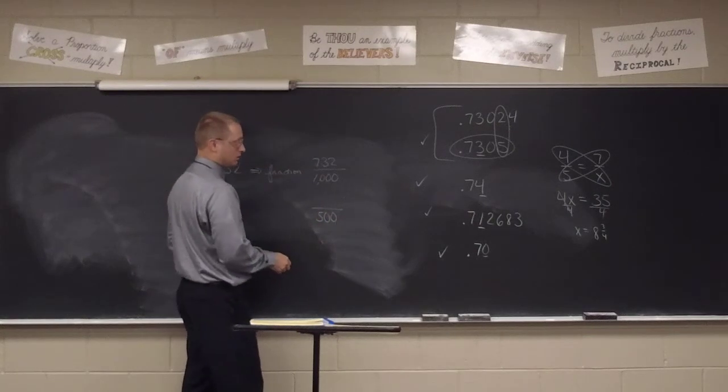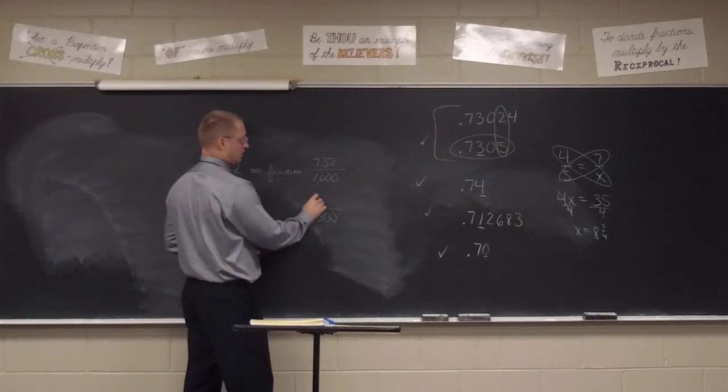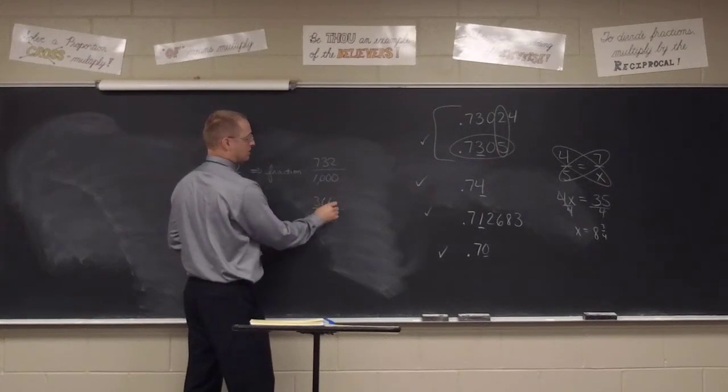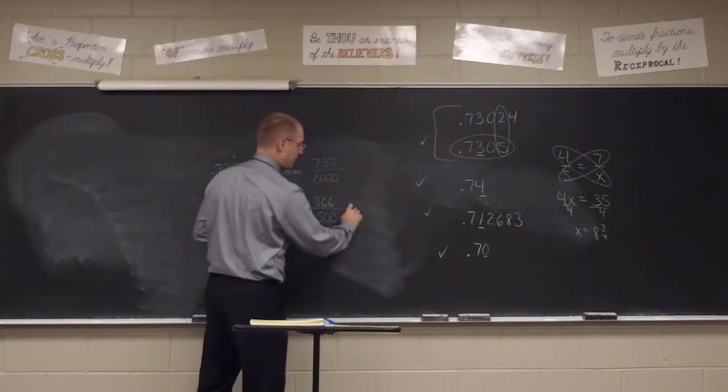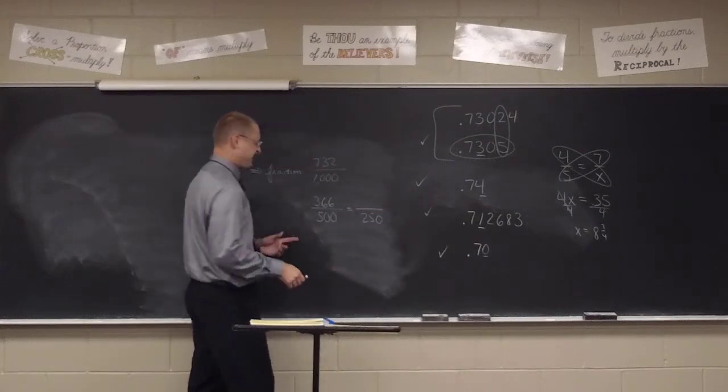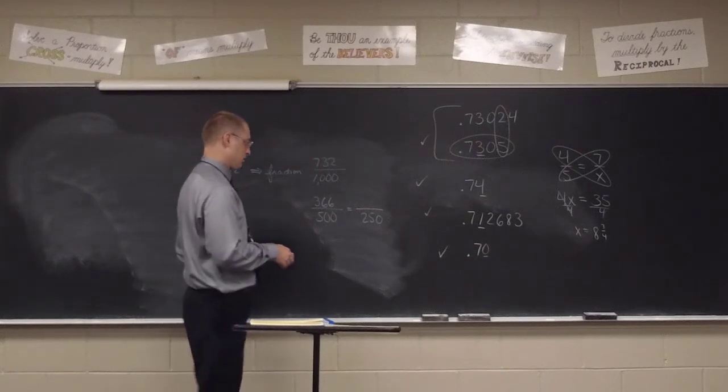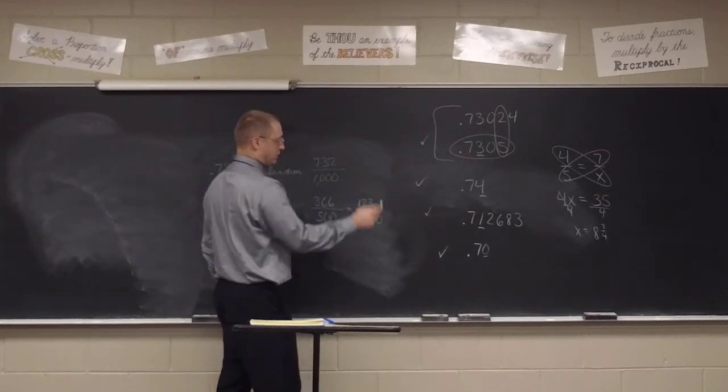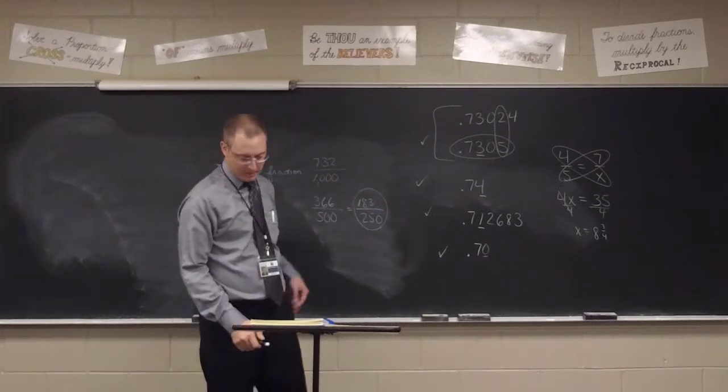That's a good question. 366. Yeah, that's not bad. Hey, we could divide by 2 again, couldn't we? And that would give me 250 in the bottom, and 183 on top. Okay, I'm done reducing. There's my fraction equivalent. Right.